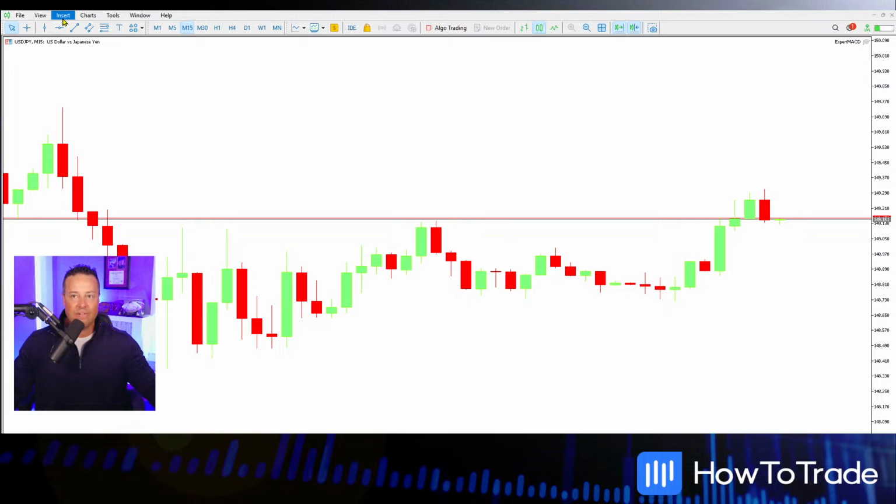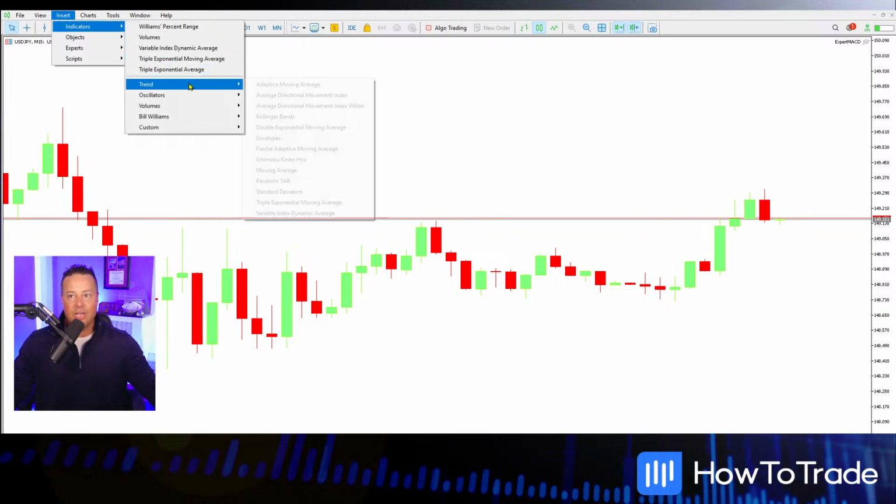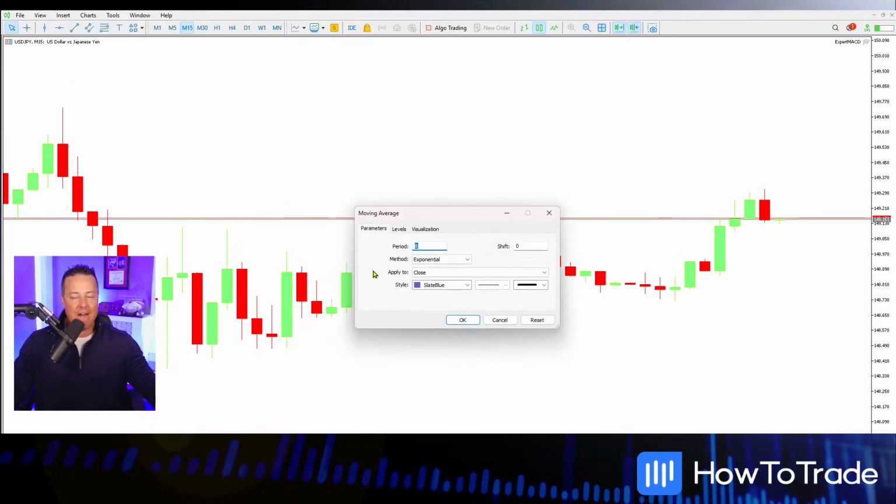It's not really that difficult. You're going to go up here to Insert. You're going to click Insert. You're going to go to Indicators, and you're going to go down to Trend. As soon as you get to Trend, you're going to go right down to your moving average, which is right here. Now, you're going to just pick the basic moving average. And the reason why is you're going to denominate what type of moving average you want within the moving average shell menu. So right there, you're going to go ahead and hit exponential.